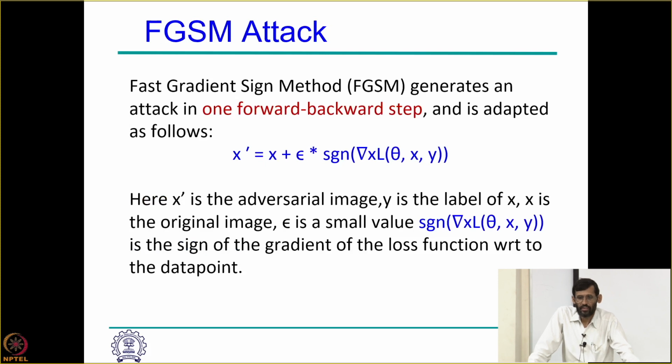Now, when I apply this FGSM, that is the fast gradient sign method, to generate the attack on the forward and backward step, it adapts the new image that it has. So x prime is x plus epsilon times an additional term that changes the image. Here x prime is the adversarial image that it is generating, y is the label of the image, x is the original image, and epsilon is the small value or perturbation that you are adding to that particular image, multiplied by the sign of the gradient of the loss function with respect to the data point that you are using.